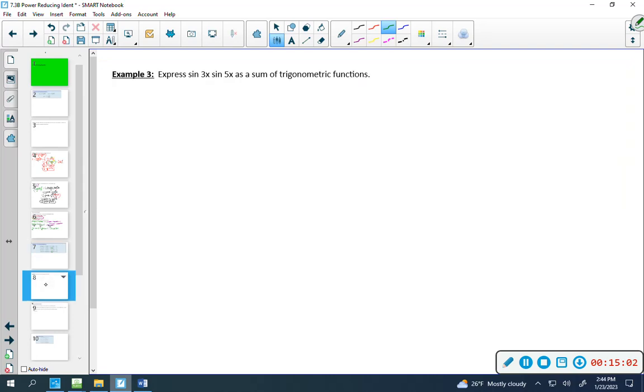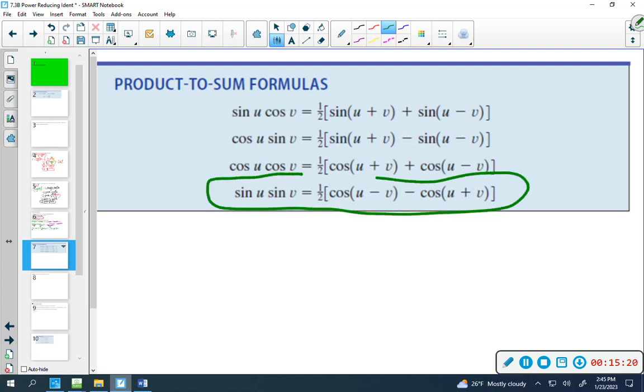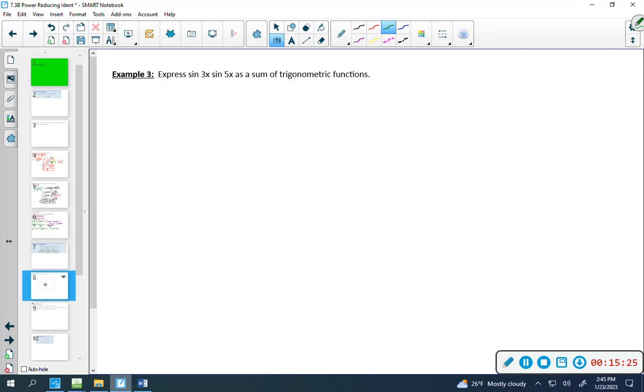All right, let's get into it. Express sine of 3x, sine of 5x as a sum of trig functions. So what I'm zeroed in on here is that we're multiplying, sine times sine. So I'm looking at my identities here, and I'm like sine times sine, sine times sine, sine, bottom. So I'm looking at using this one. So I'm going to have half cos, I'm going to subtract the angles. So let's start right in here.